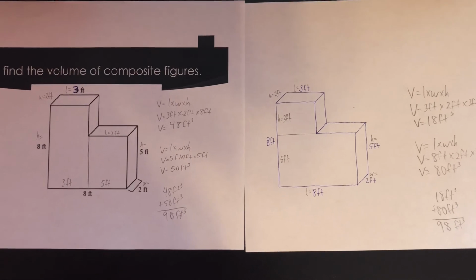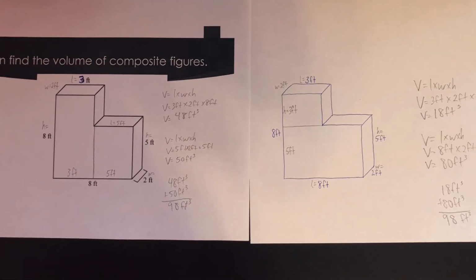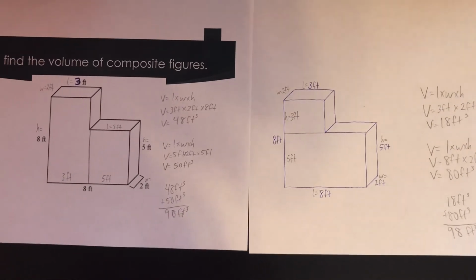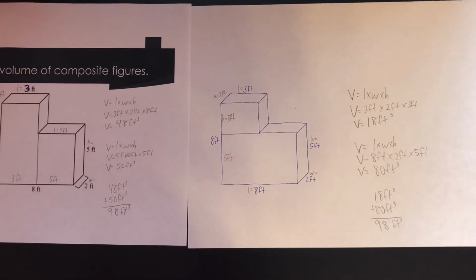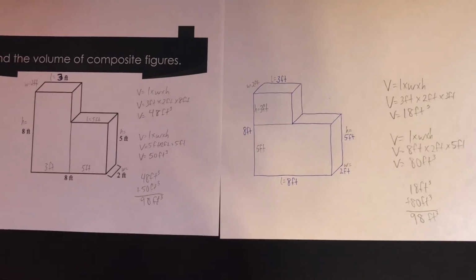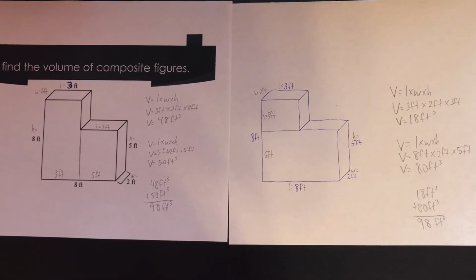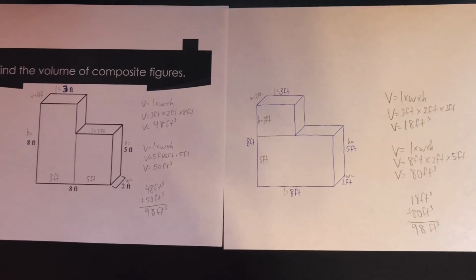So in your ticket to work today, I'm going to ask that you try both ways. And if you get different answers, you have to go back and check. Was it a mistake in labeling our measurements? Or was it a mistake in multiplication? Or maybe you didn't add correctly? So go back, retrace your steps. So I got the same answer. I'm confident in my answer. All right, so go ahead and give your ticket to work a try.